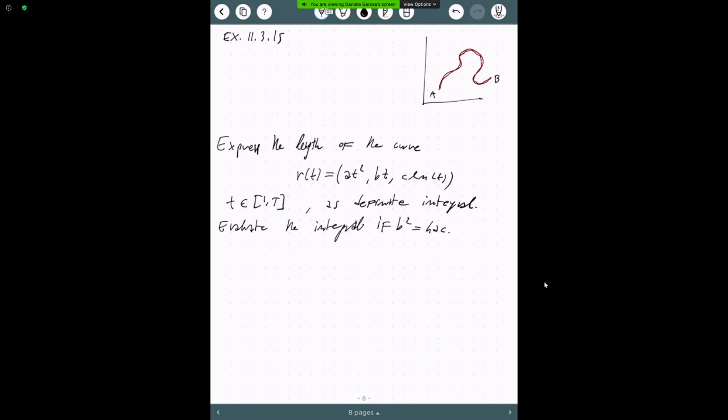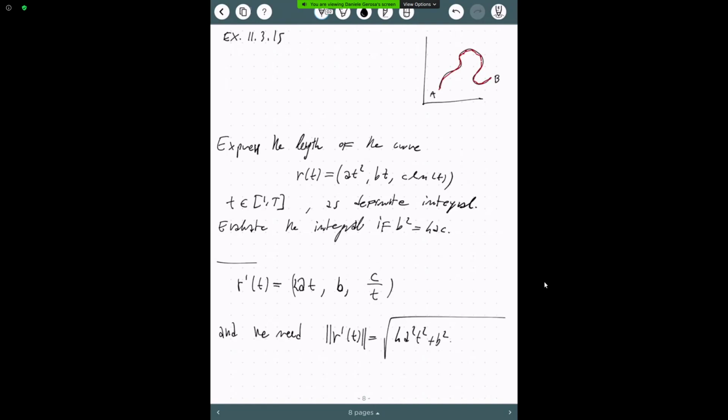Okay, so first of all we need to compute the derivative of this thing. We have 2at, and then we have b, and then we have c divided by t, so that's the derivative, right? And we need the modulus of r'(t), or the norm actually, which is the square root of the sum of the squares. So we get the square root of 4a²t² + b² + c²/t². This is what we get.